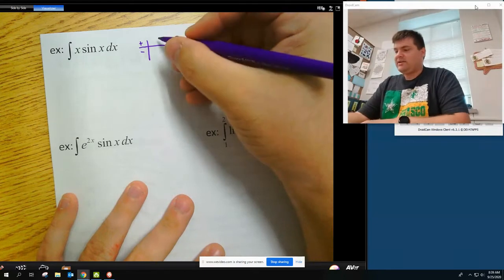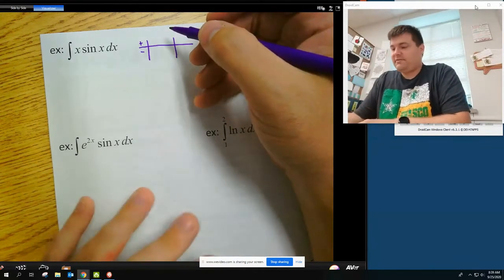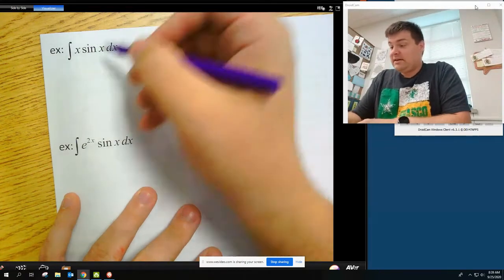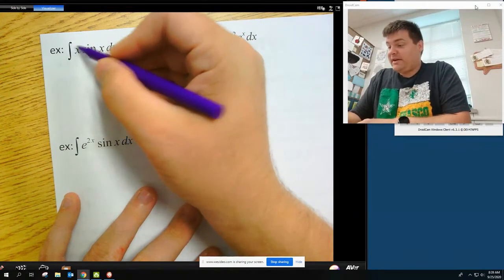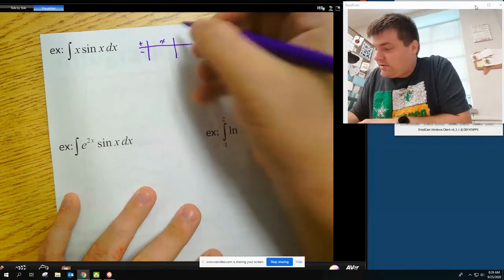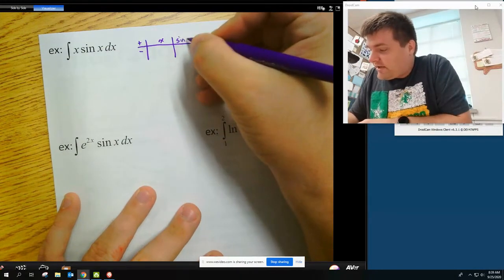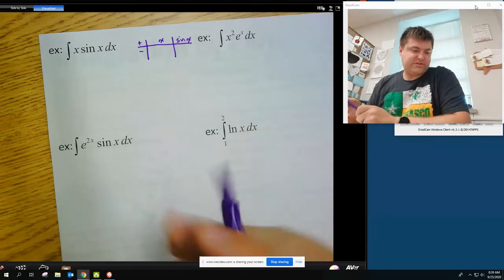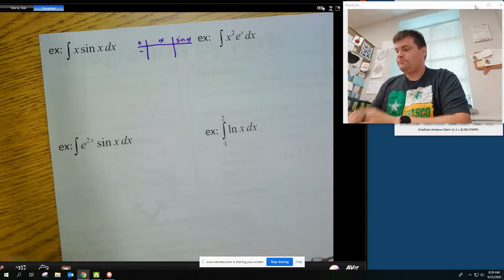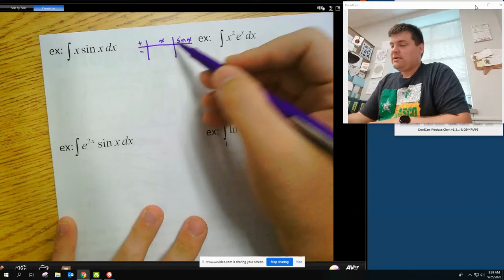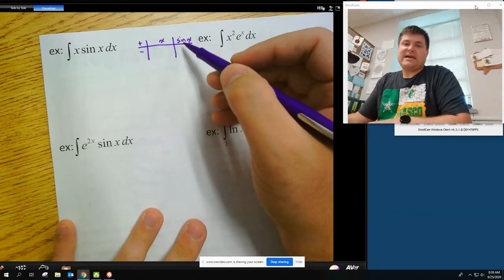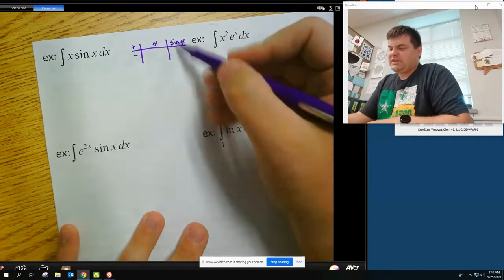Okay, so my u, what's easy to take the derivative of? If you use LIATE, the algebraic comes before the trig, so we do that. And then my sine of x dx goes here. So I'm just going to leave it as sine of x. Also, if you take the integral of x, you're just going to keep getting nasty things with fractions. So I think it's a little bit easier to set up this way.